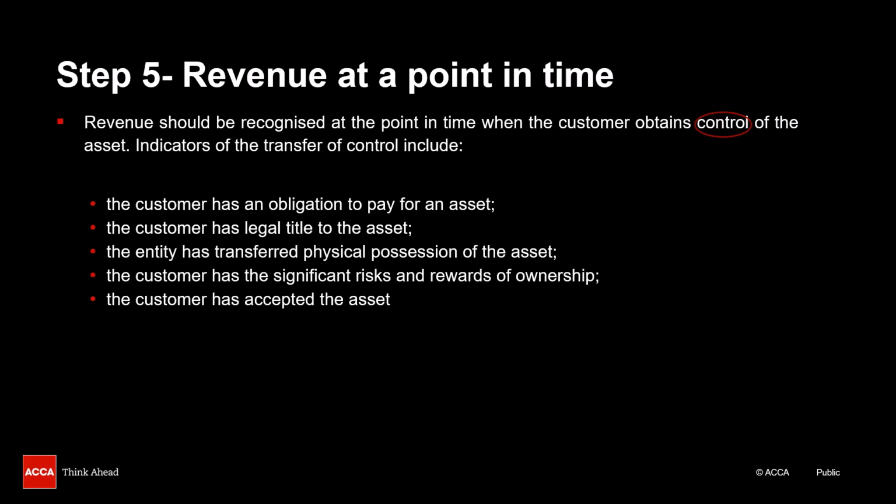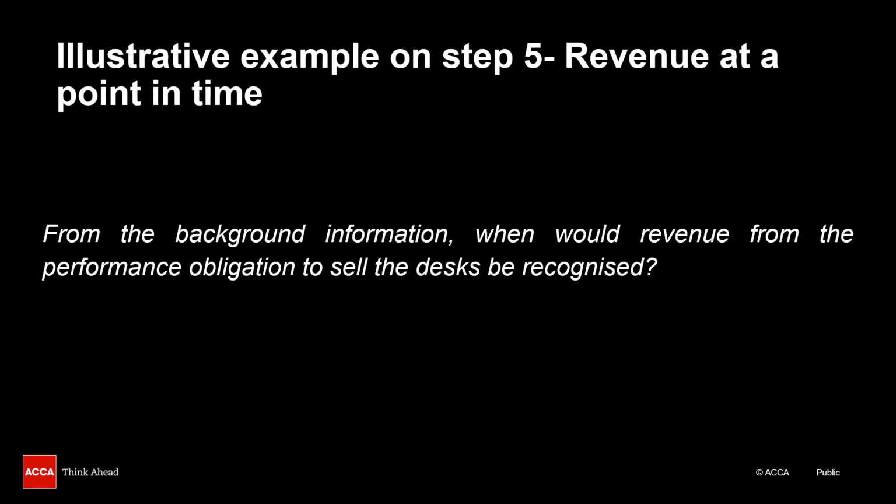asset. Some of the indicators to evidence control would be if the customer has an obligation to pay for an asset, if the customer has legal title to the asset, if the entity has transferred physical possession of the asset, the customer has the significant risks and rewards of ownership, or if the customer has accepted the asset. From the background information, when would revenue from the performance obligation to sell the desks be recognized?